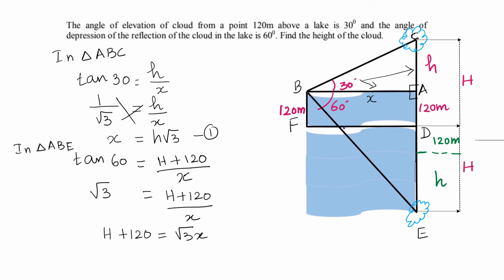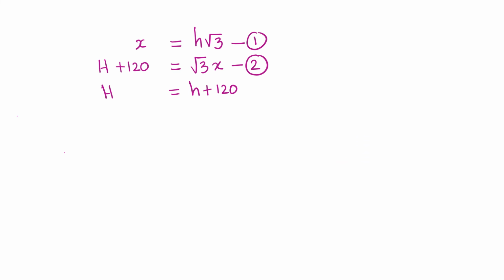We will see how to solve this in the next slide. These are the things we took from the previous slide: X equals h root 3 is the first equation, and H plus 120 equals root 3 X is the second equation. We know that capital H equals small h plus 120. The small h is the height of the cloud and the 120 is the height above the lake where they are standing and watching the cloud. When the reflection comes, after this 120 only the cloud reflection will come.